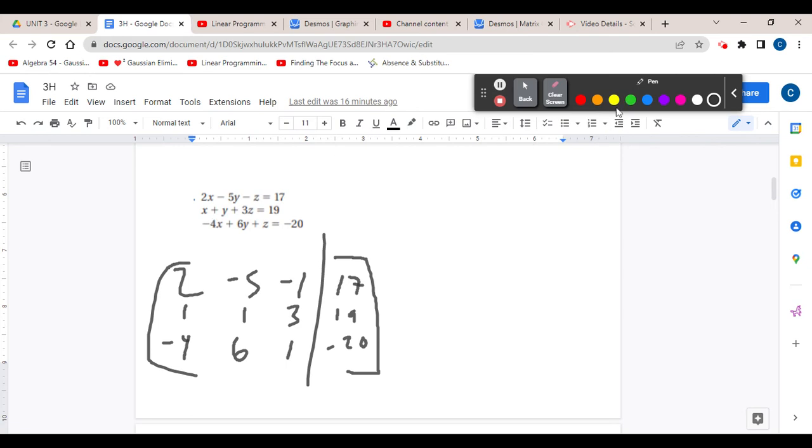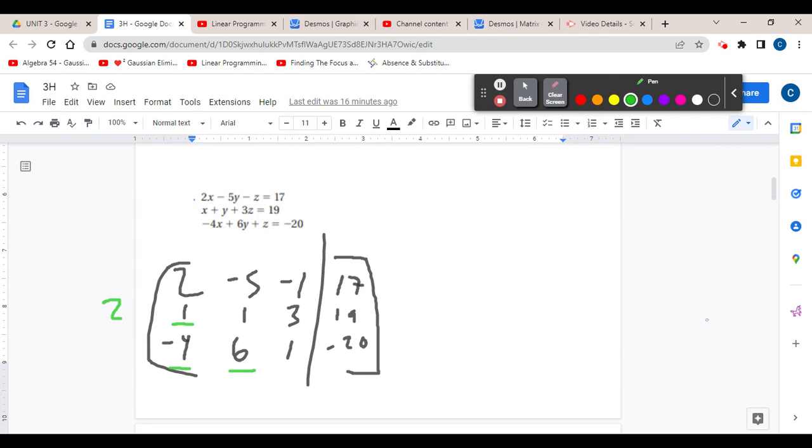Okay. So again, what we're trying to do is make this a 0, this a 0, that a 0. So we'll start with row 2. Well, row 2, we have a 1. Up here we have a 2 or negative 4. We could use either one of these. I think it'd be easier to just multiply row 2 by 2, and that way we can just eliminate it with row 1.